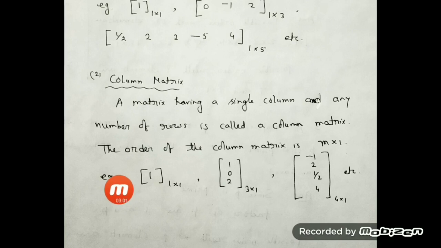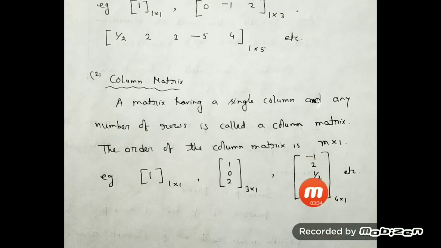So what is the order? In this case, you can have any number of rows. So the row count is m, but the column is fixed, that is 1, constant. So the order of a column matrix is of the form m by 1. Here you see 1 by 1, 3 by 1, 4 by 1. Here we have one column, one vertical line and one horizontal line. So 1 by 1. Here one vertical line, and how many horizontal lines? 1, 2, 3 horizontal lines. So the order of the matrix is 3 by 1.